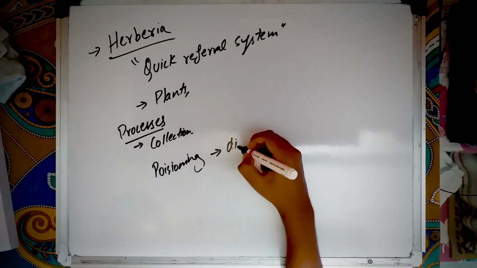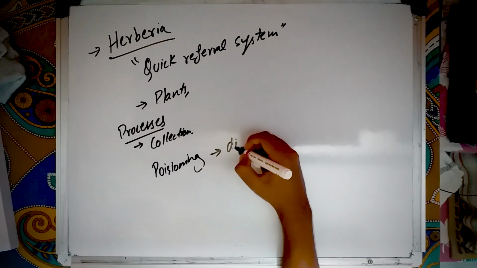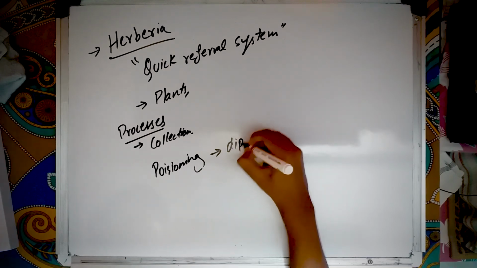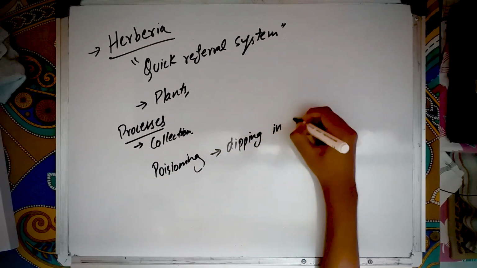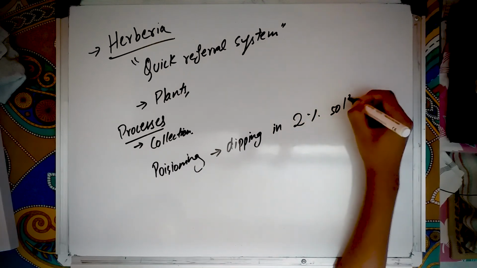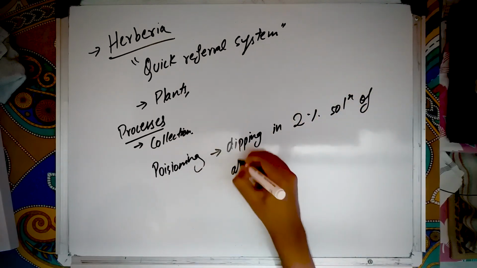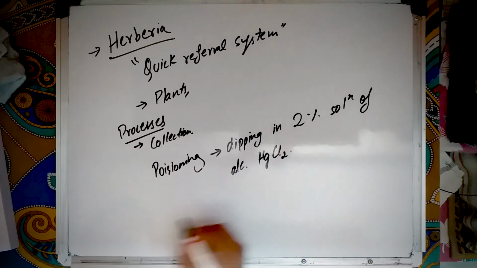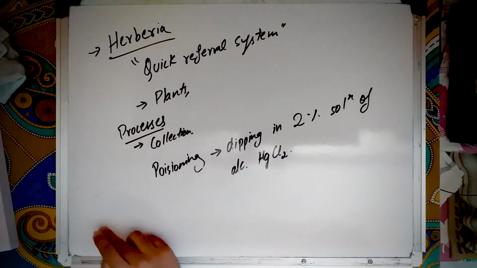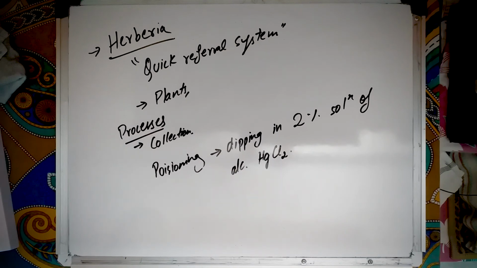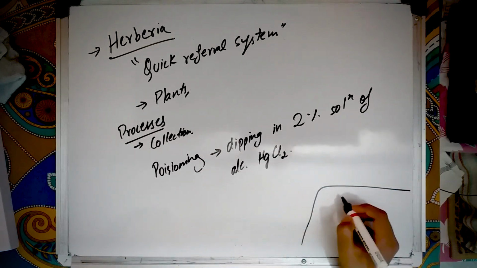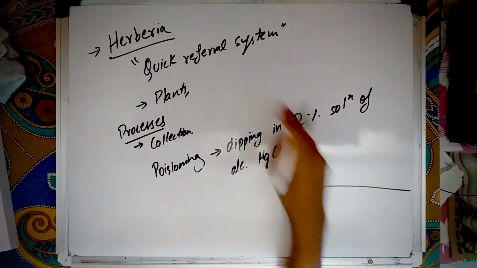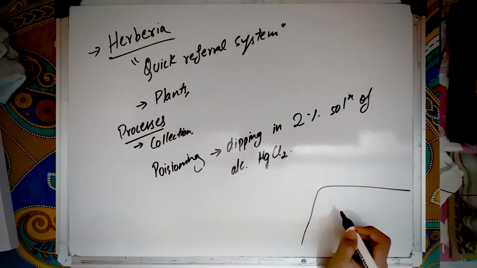The poisoning is done by dipping it in a 2% solution of alcoholic mercury chloride, and then mounting it on the 11.5 inches into 16.5 inches sheet and then labeling. Labeling is done in the lower right corner. If this is a sheet of paper, it's done in here, lower right corner.